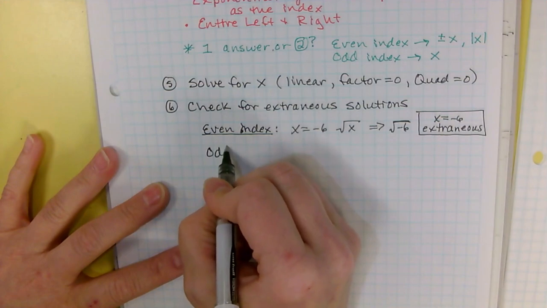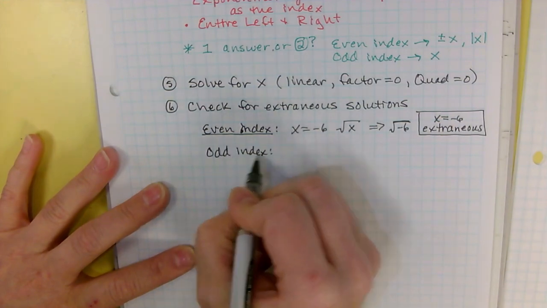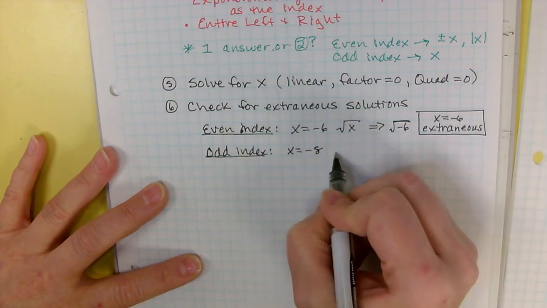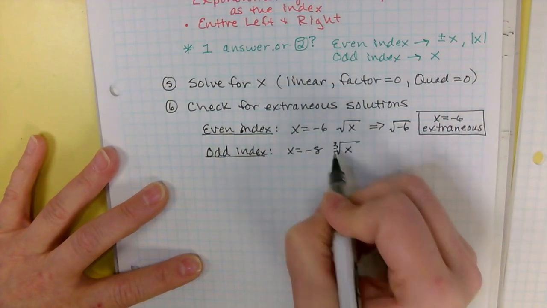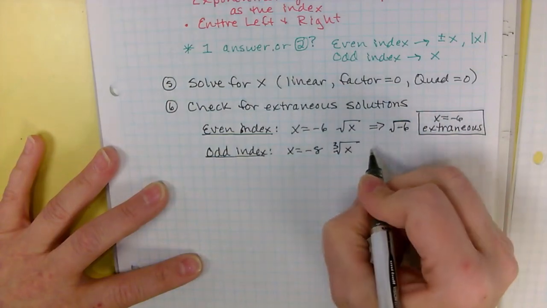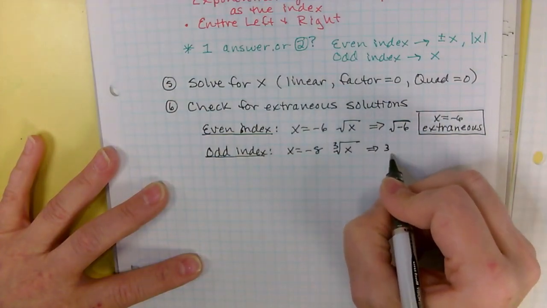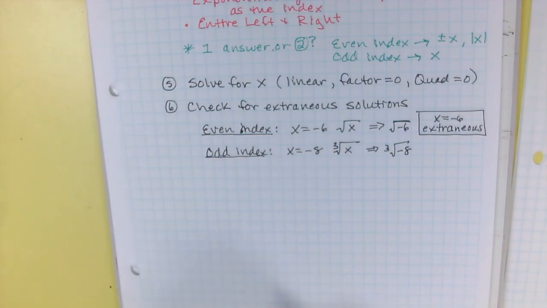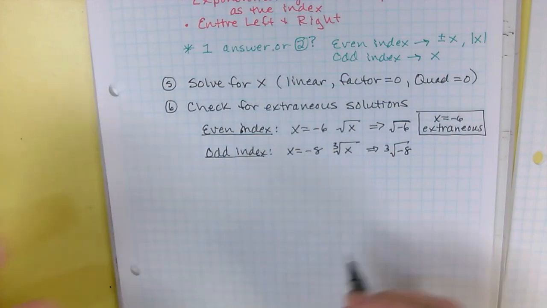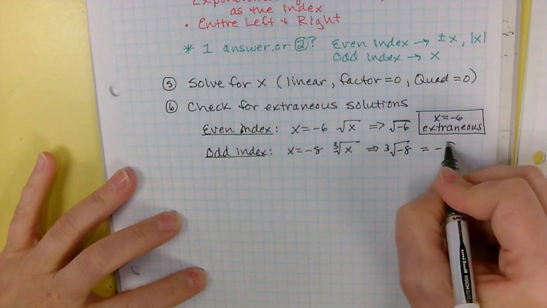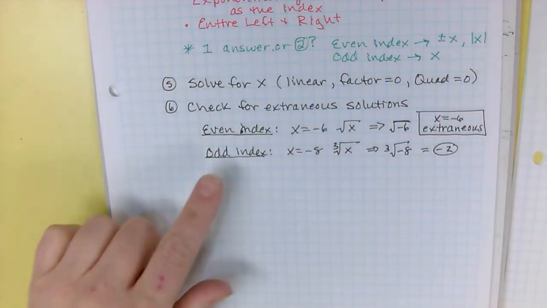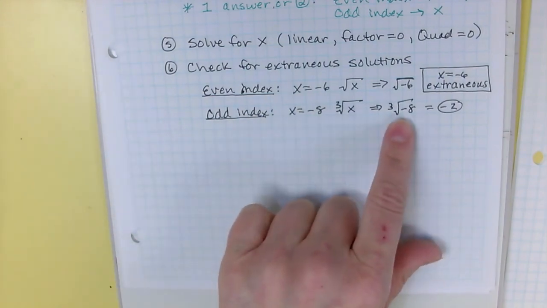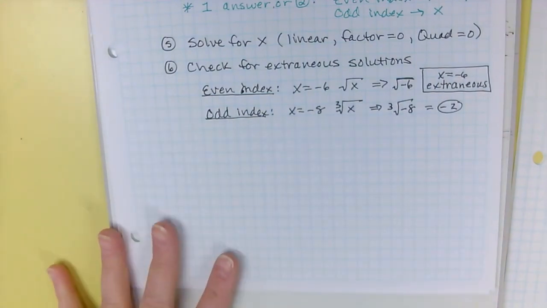Now, if you have an odd index, this is a totally different situation. Let's say x equals -8. If you have the cube root of x, so an odd index, when you substitute in, that will be the cube root of a negative number. Well, -2 times -2 times -2 equals -8. So that is legitimate. So if the index is odd, 3, 5, 7, 9, negative numbers are going to be okay.